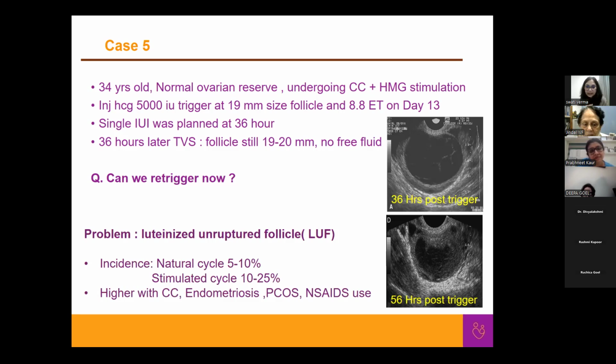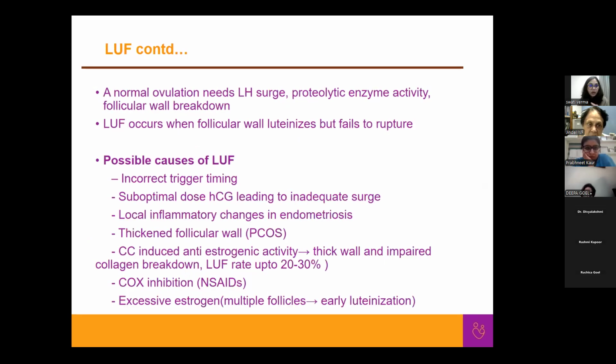The incidence in the natural cycle is 5 to 10%, and in the stimulated cycle is 10 to 15%. This is commonly seen in the clomiphene cycle, endometriosis, PCOS, and use of NSAIDs. So, a normal ovulation basically needs an LH surge.